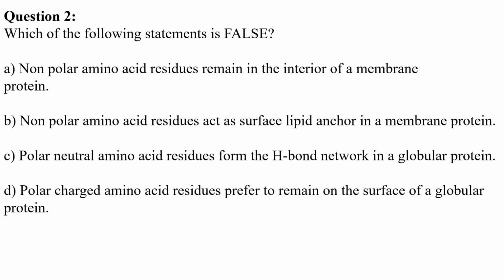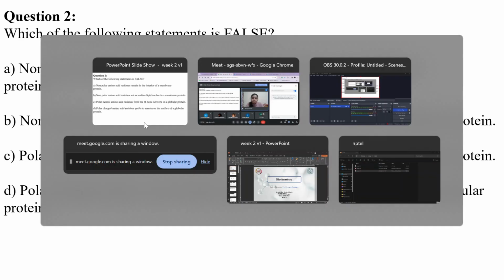So next question, which of the following statements is false? So there are 4 statements given. Non-polar amino acid residues remain in the interior of a membrane. Non-polar amino acid residues act as surface lipid anchors in a membrane. Polar neutral amino acid residues form the hydrogen bond network in a globular protein, and polar charged amino acid residues prefer to remain on the surface of a globular protein. So which of the statements is false? Okay, so we have to find the wrong statement in this.